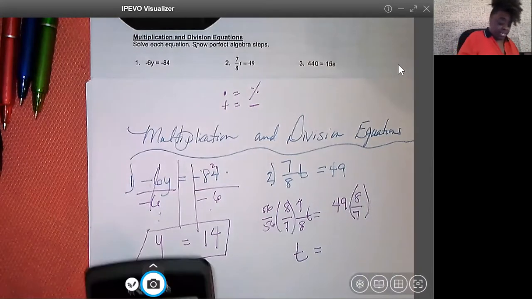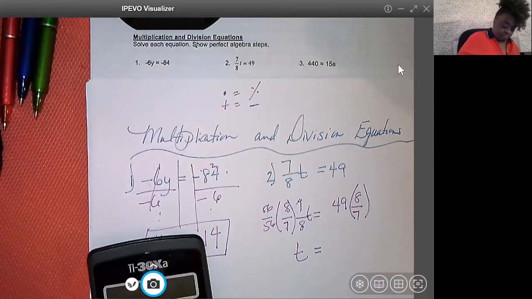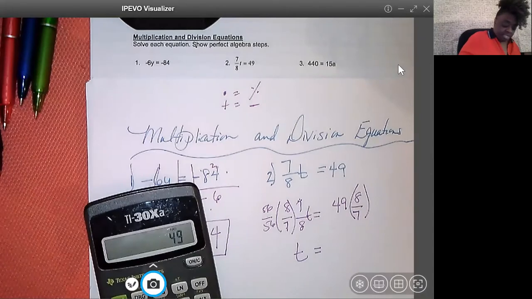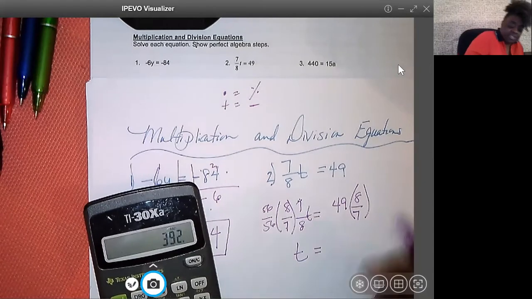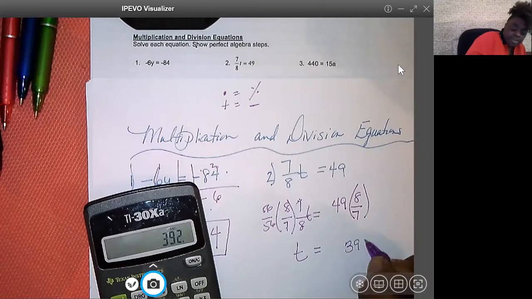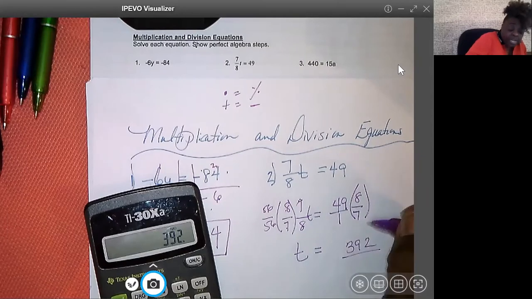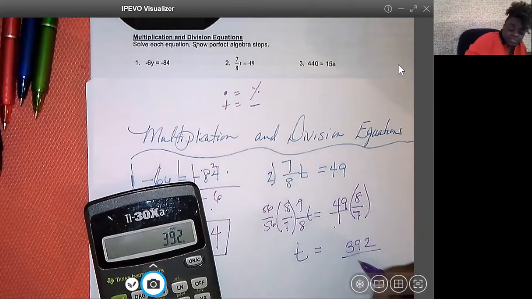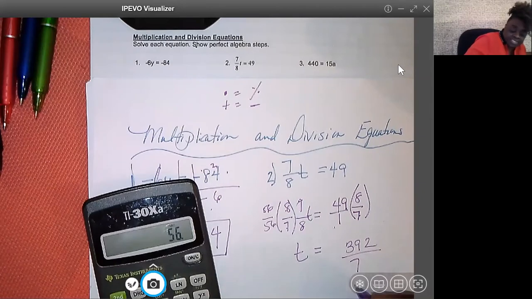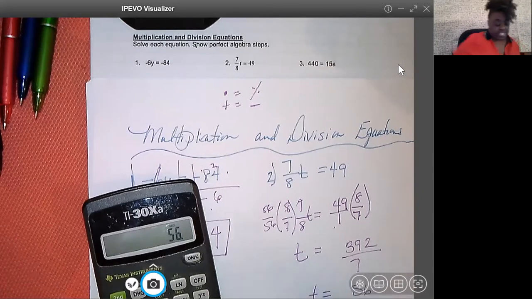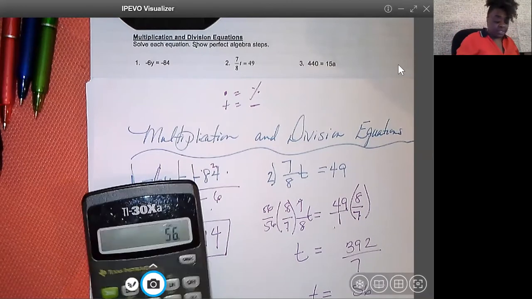Next we have 49 times 8, which gives us 392. And we all know when we have a whole number, to make it a fraction, we can just place a 1 under it. So now we have 1 times 7, which gives us 7. So now we can divide 7 into 392, and we get 56. So t equals 56. Once again, with one-step equations, you are going to isolate the variable.